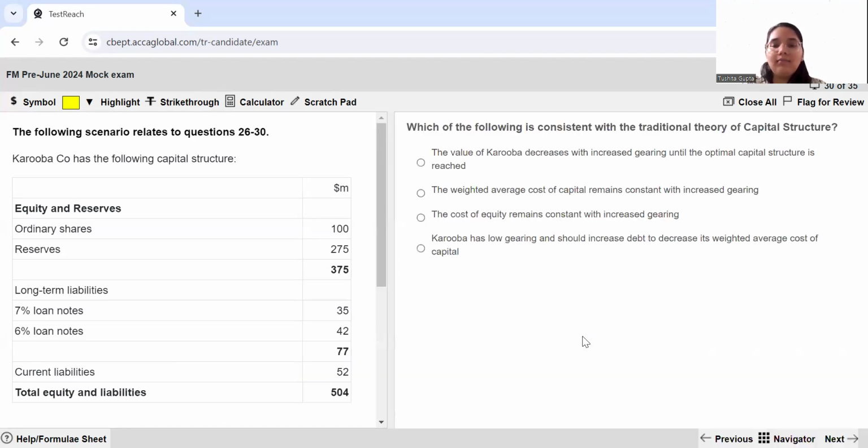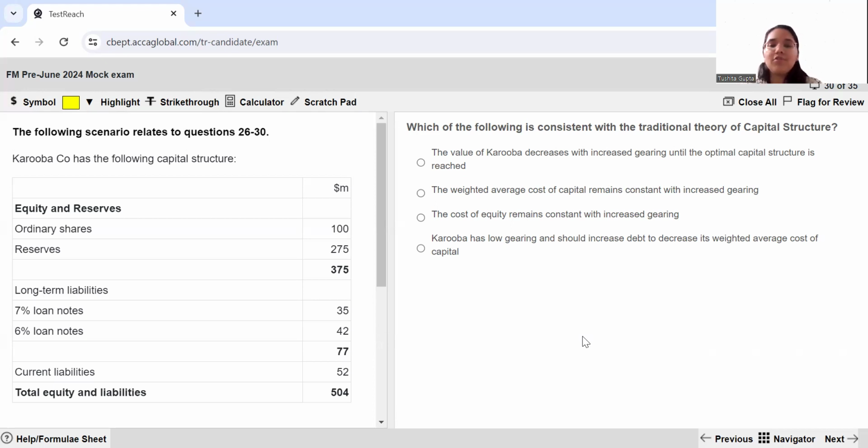Moving towards the very last question for this case study. Which of the following is consistent with the traditional theory of capital structure? So let's read the statements. The value of Karooba company with increased gearing until the optimal capital structure is reached: the value decreases. No, that is not correct. The weighted average cost of capital remains constant with increased gearing.